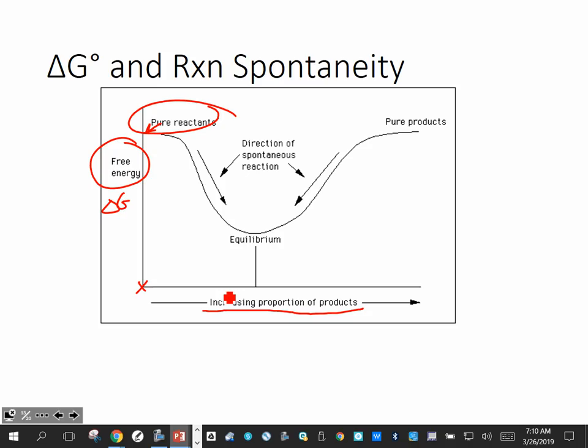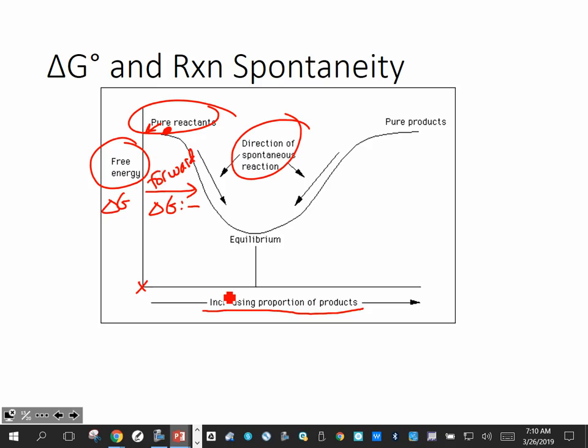And I like to think of this graph because it looks like a valley. It looks like this landscape that's got a big dip in the middle. It's kind of like saying that if you start with a boulder up there where it's pure reactants and you let go, there's truly only one direction that boulder can go. It has to go in the forward direction. So like here, if we're starting with nothing but pure reactants, delta G is negative. The forward reaction is the one that is going to occur spontaneously. It's going to occur on its own. It's going to go forward. That's the direction of spontaneous reaction.